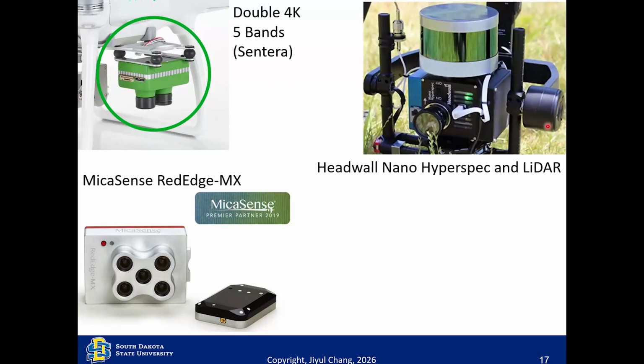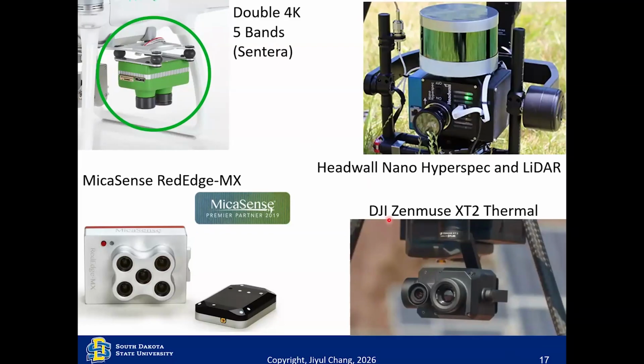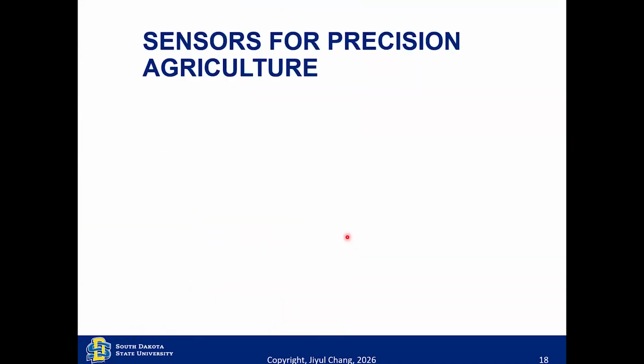And this one is a hyperspectral sensor and the LiDAR sensor. The round shape one is a LiDAR sensor. A LiDAR sensor measures distance or elevation. And the box shape at the bottom one is a hyperspectral sensor. And this one is a thermal sensor. Thermal means heat. This sensor detects the heat of the soil or heat of the plant. I will talk about this in the next slide.